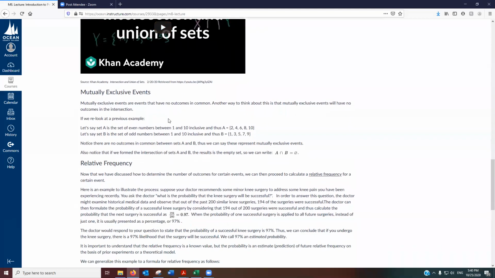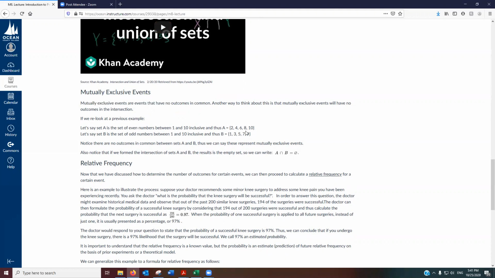All right, one more bit of terminology, mutually exclusive events. These are events that have no outcomes in common. Another way to think about it is there's no element that's in both set A and B if they're mutually exclusive. Another way to think about it is if you form the intersection, there would be no elements in the intersection. We could say the intersection is the empty set.